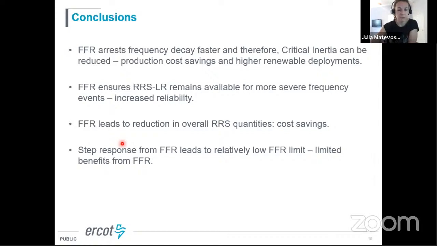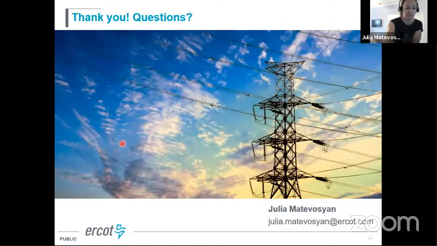And as I mentioned, step response from FFR leads to relatively low FFR limit and limits benefits from FFR. So some efficiency can be achieved by going for proportional response. And with that, thank you very much for your attention.